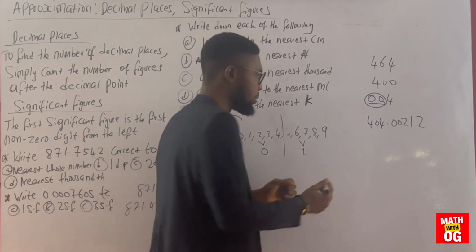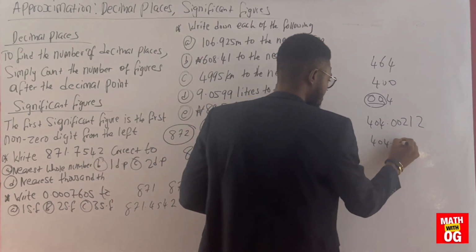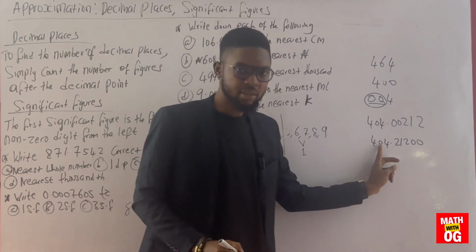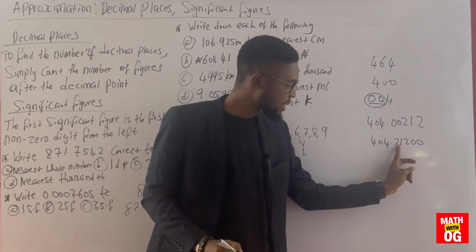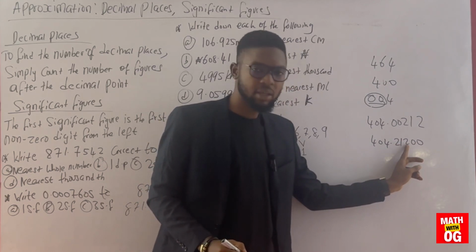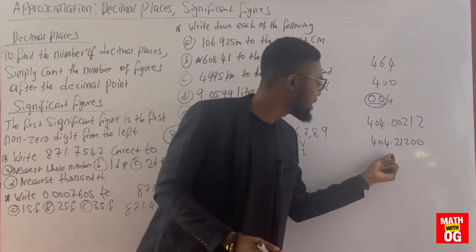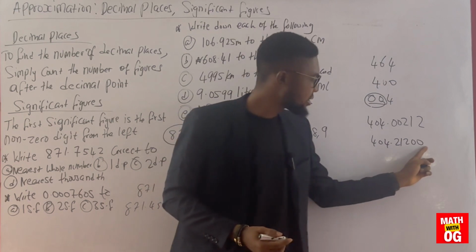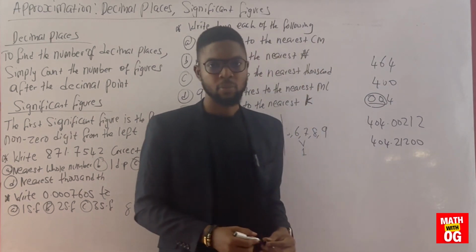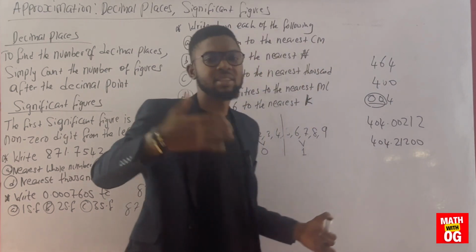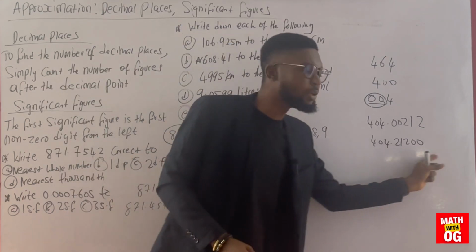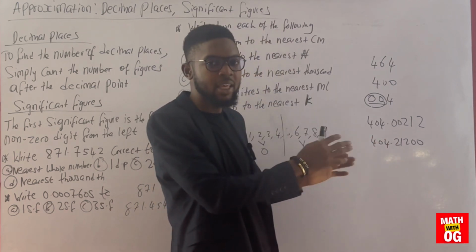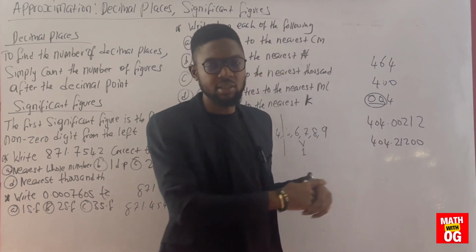Let me put another number on the board. 404.21200. This is significant, significant, significant, significant, significant, significant. They are all significant because taking away one of these numbers will alter the number. But you see these two last 0s here, they are insignificant. So when 0 is the last number after the decimal point, it becomes insignificant. When 0 is the first number in the whole number part, it also becomes insignificant.